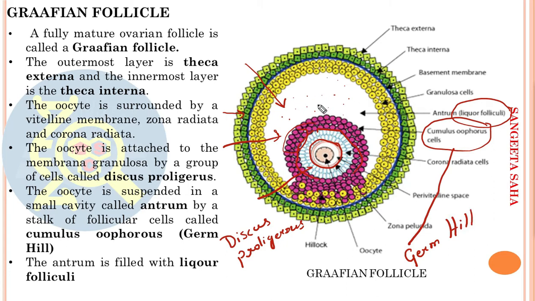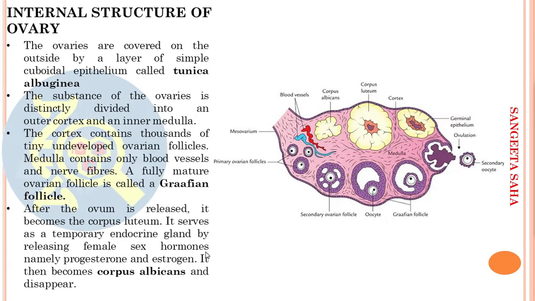This cavity is also surrounded by some cells, which are known as granulosa cells. And these granulosa cells are further covered by two layers, the outer theca externa and the inner theca interna. So this was all about the internal structure of the Graafian follicle. By now you have understood the internal structure of the Graafian follicle.